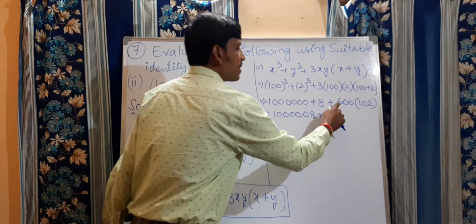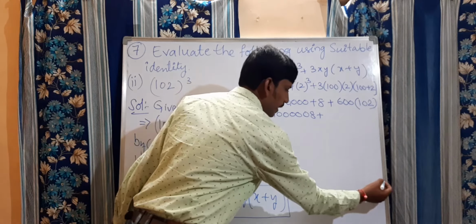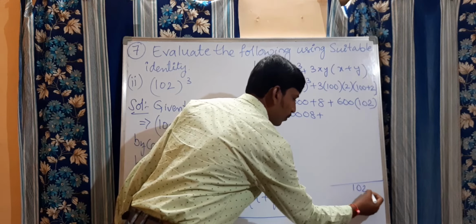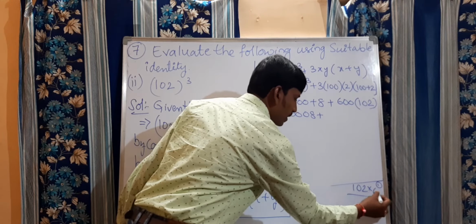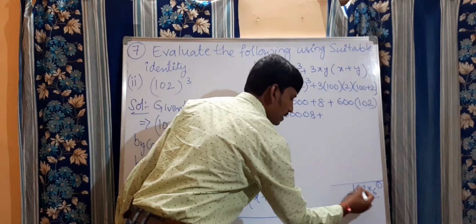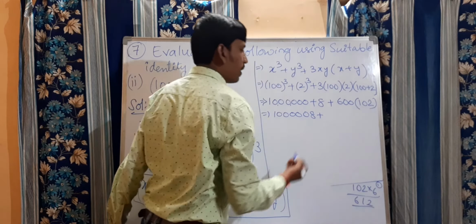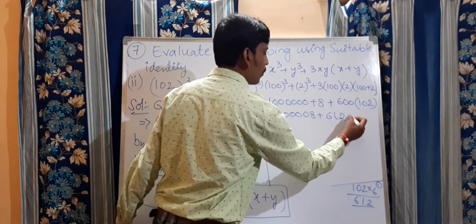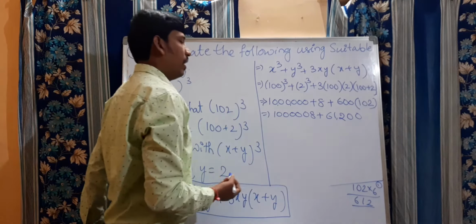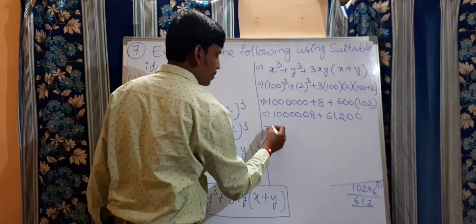Okay, you just multiply 102 with 6. What is the answer here? 102 into 6. 6 2s are 12, 1 carry over. 6 0s are 0, plus 1 is 1. 6 1s are 6. So 612, and 2 zeros, that is 61,200. Clear?